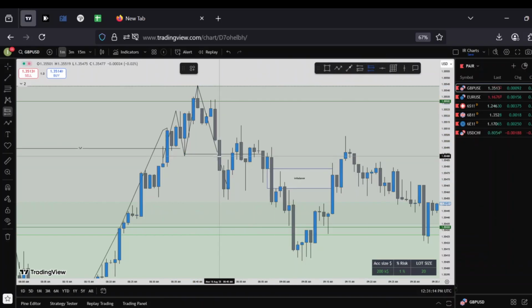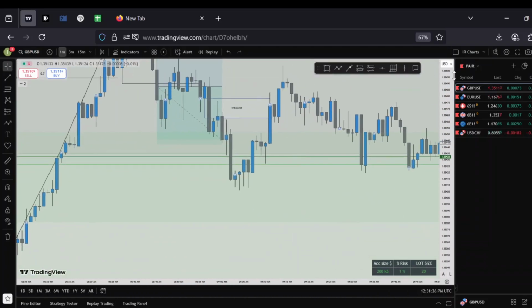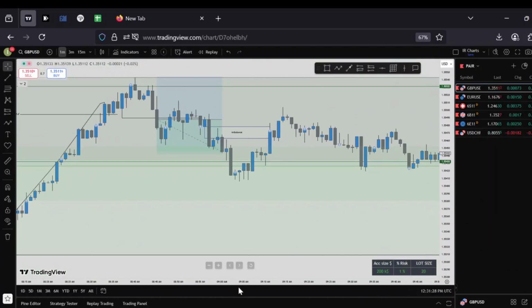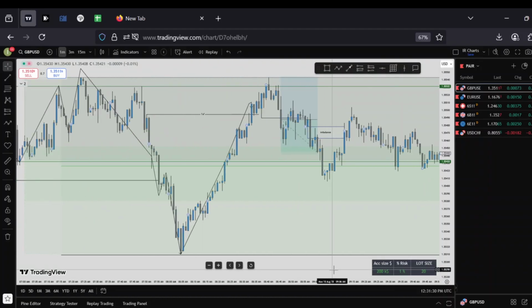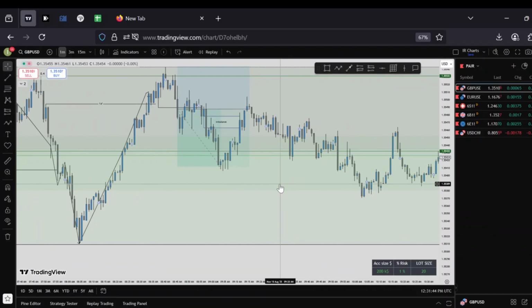So I took my entry, I think around here. I placed my stop loss above the high, just a few pipettes above the high. Then TP for a 1 to 1, which is very clean. Price hit it easily, as we can see here. Price smashed my TP for a 1 to 1, which was very sweet, and I really love the trade.